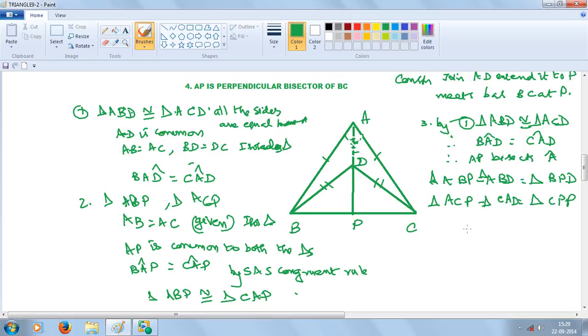So by 1 and 2 we have proved ABPs, these two are equal, these two are equal. So therefore these two are equal. By 1 and 2, triangle BPD is congruent to triangle CPD. Therefore, angle BDP is also equal to angle CDP.